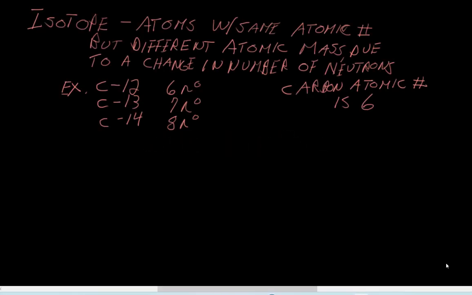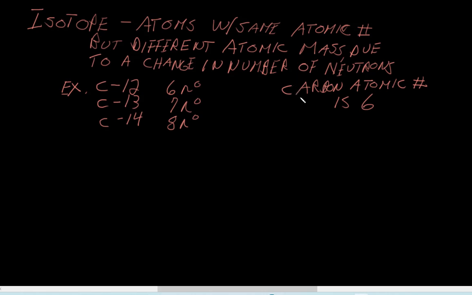Well, we're going to take a look at isotopes, and isotopes have the same atomic number but different atomic mass due to a change in number of neutrons. So whatever the atomic number is, that is the number of protons, which are positively charged, but when you have an isotope, it has variable numbers of neutrons associated with it.